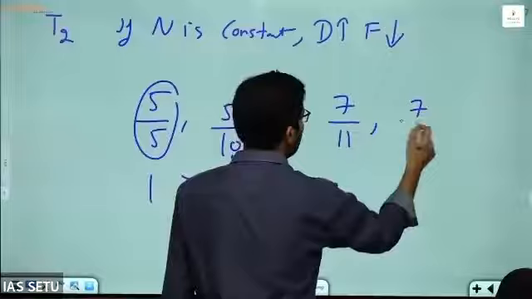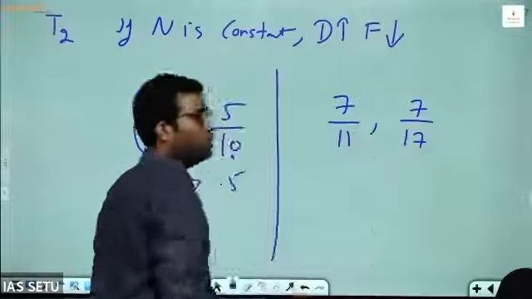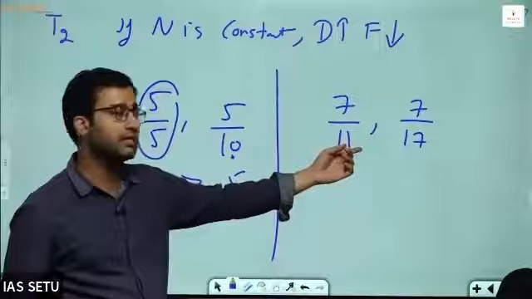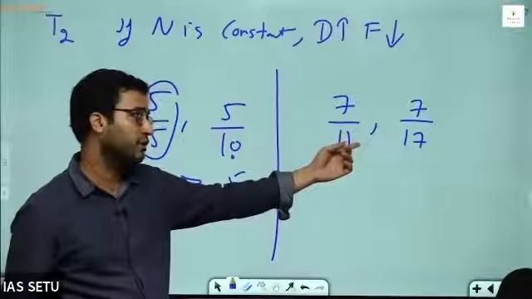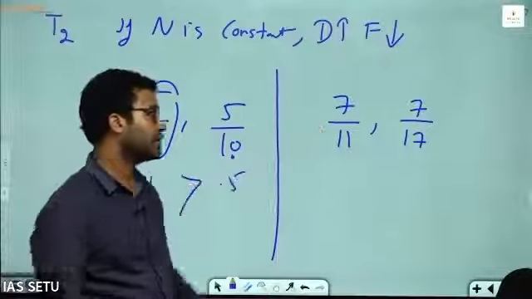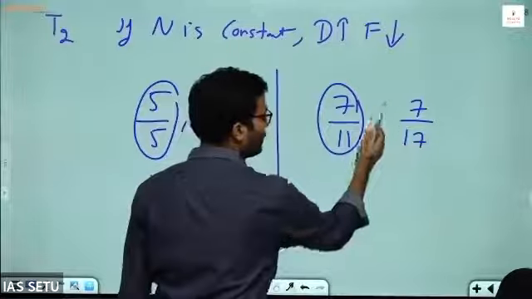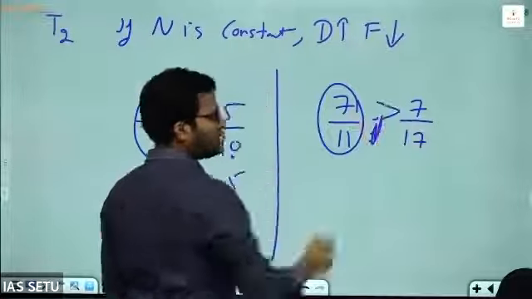7/11, 7/17. So here by mistake your mind will say 17, but tell your mind, it is denominator, be careful. So which one is larger? 7/11 is larger, 7/17 is smaller actually. So this is larger.